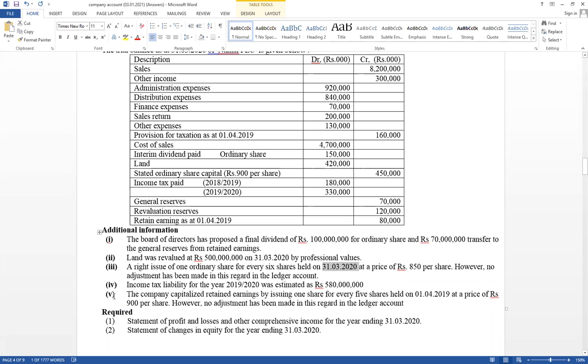And at the same time, think of fifth one. Company capitalized retained earnings by issuing 1 share for every 5 shares at the beginning of the year. Think about date, very important.